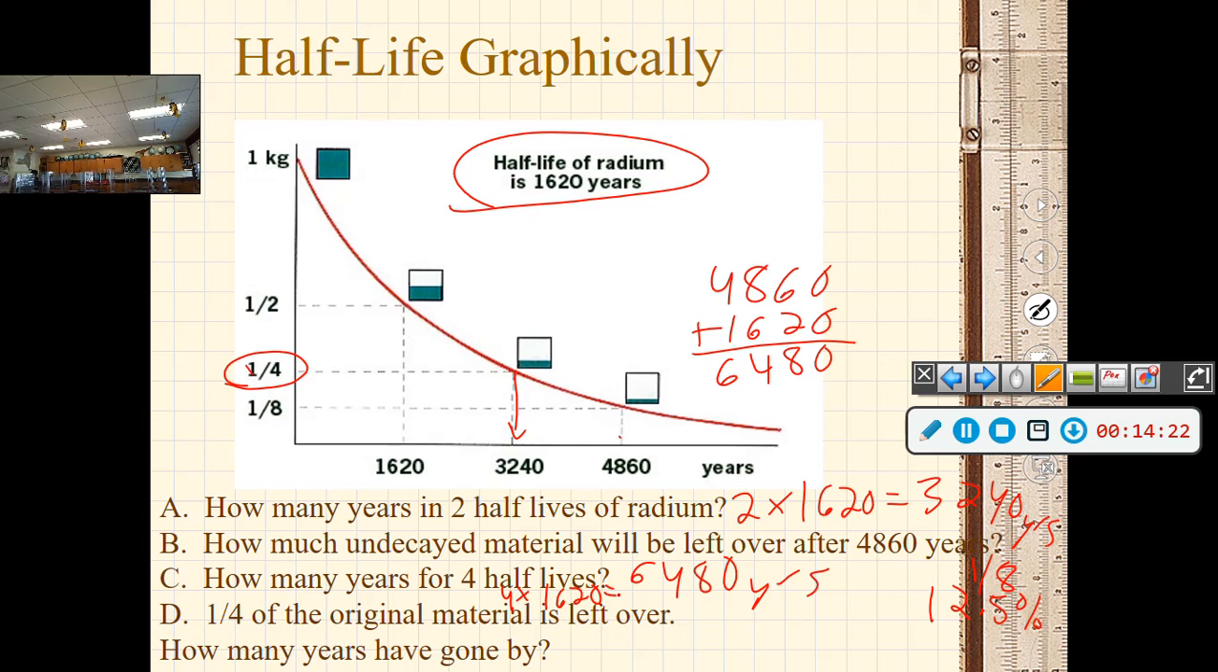And then lastly, 1/4 of the material is left over. How many years have gone by? So once again, just looking off the graph, you can get that answer, so 3,240 years. Okay, and we'll look at some other examples of this moving forward, definitely more difficult ones. But this is a good start to get you guys used to this. And if you have any questions in class, make sure you definitely ask, because this can be a little tricky and difficult for some students.